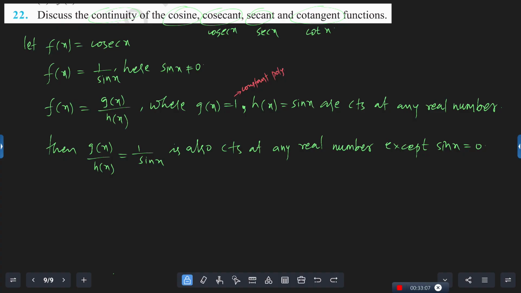When will it become 0? x is equal to sin inverse of 0. Then x is equal to n pi. At x is equal to n pi, it is not possible. Other than that, it will be possible. It will be continuous, we can say. That x is very important. Like that cosecant is over. Then secant function. Draw the line. Then we'll go to secant.